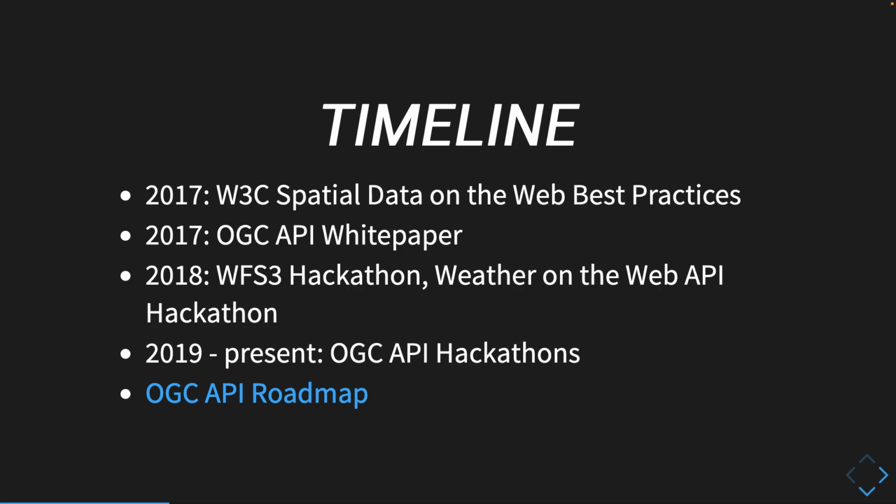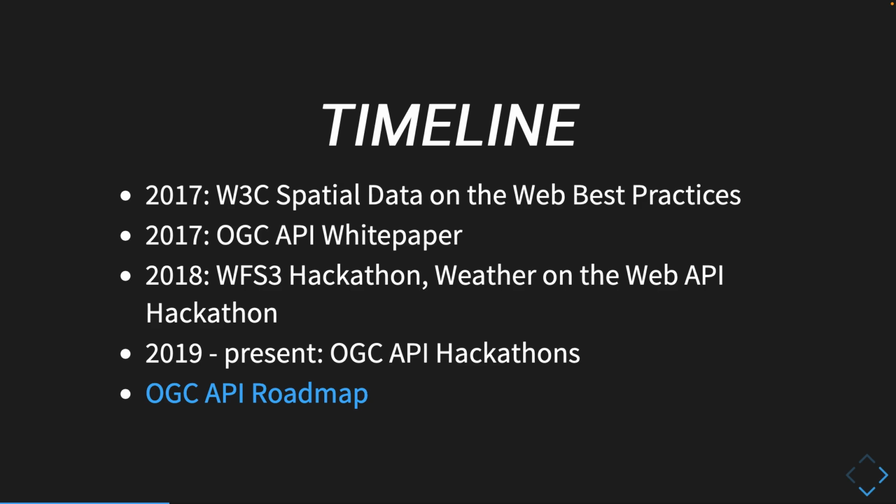Timeline. So as I mentioned, the W3C spatial data on the web best practices was in 2017. And at the same time, there was the OGC API white paper. This was really a valuable exercise in OGC to help provide some context and background on current state and where the OGC was with regards to geospatial web services, and it really provided a springboard to a clean break of defining new API standards, which again are a clean break, and they're built from scratch, as well as using the mass market low barrier approaches.